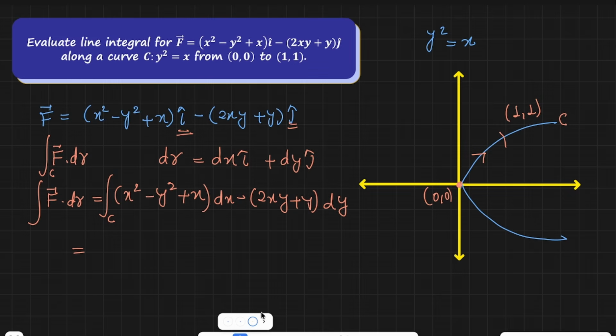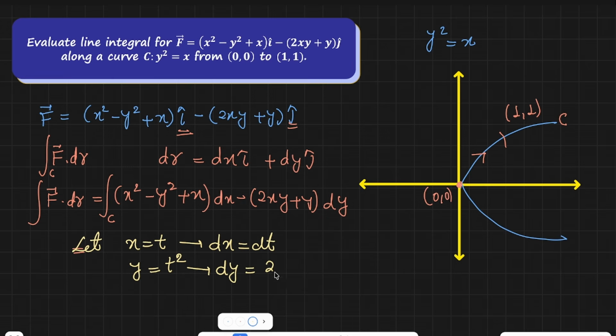So we'll use the parametric form. Let x equal t, then y, from the relation, is t square. From here we get dx equal to dt, and dy is nothing but 2t dt. Now you apply these values here, and of course t goes from where to where? If x is 0, then t is also 0, and if x is 1, then t is also 1. Then you can apply these values here.